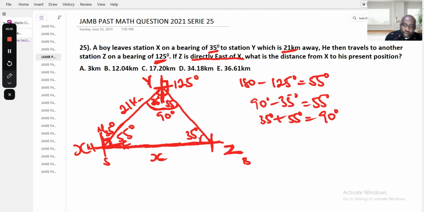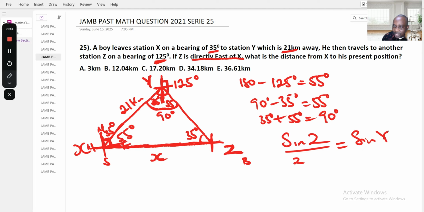Now we have the angle and the side for Z, but for Y we have the angle and we don't have the side here, in kilometers. Therefore, we are going to use the sine rule. Z is complete, while Y has an angle but does not have the side. So we are going to use the sine rule for Y and Z: sine capital Z over small z equals sine capital Y over small y.